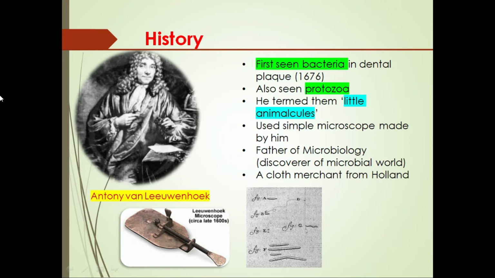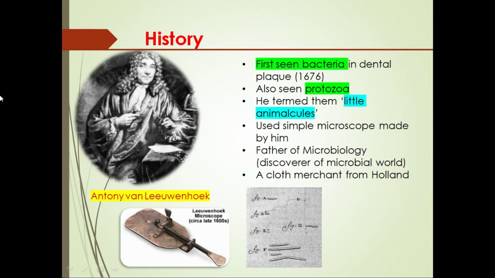Now, to know the subject, we always go to the historical perspective of the subject. The history of plant bacteriology can be traced back to the time of Anthony van Leeuwenhoek, when he first saw bacteria in the dental plaque in the year 1676. He was basically a cloth merchant from Holland. His hobby was to make lenses. With his own simple microscope, he could see bacteria and also protozoa. He termed them as little animalcules, and he made drawings of all the living microorganisms that he saw with his simple microscope.